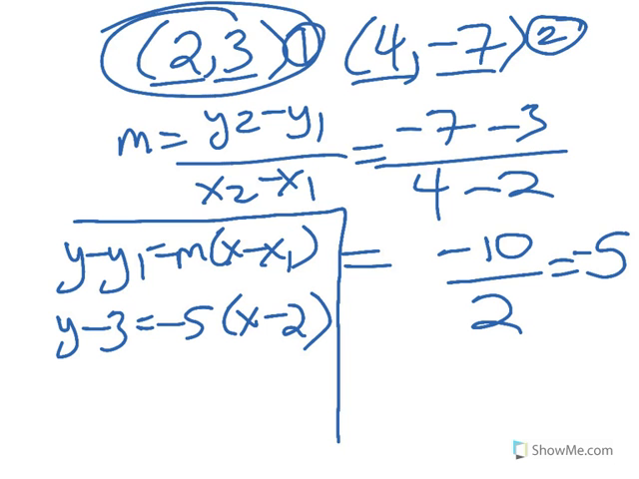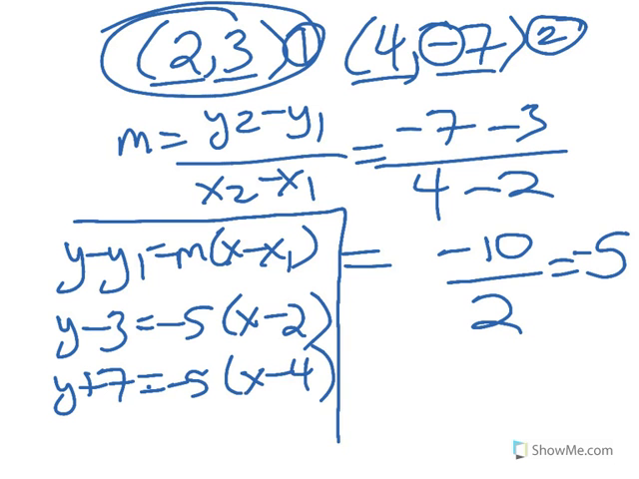But it doesn't matter which point we use. We can use 4, negative 7 also. If we did, we would have y plus 7. Remember, subtracting a negative makes this positive. The slope is still negative 5. And then x minus 4. You graph those 2 equations, you're going to get exactly the same line. So that's how we can generate point-slope form if all they give us are the coordinates of 2 points.